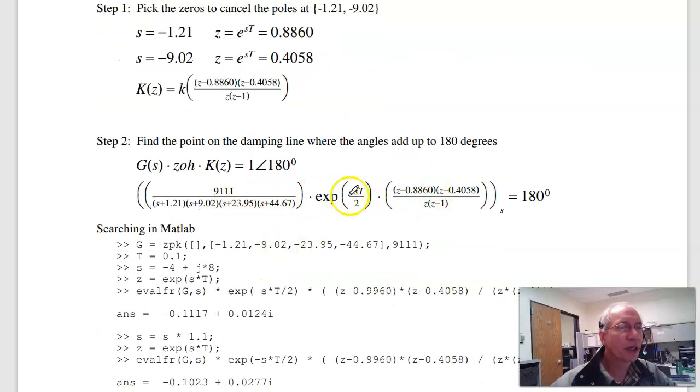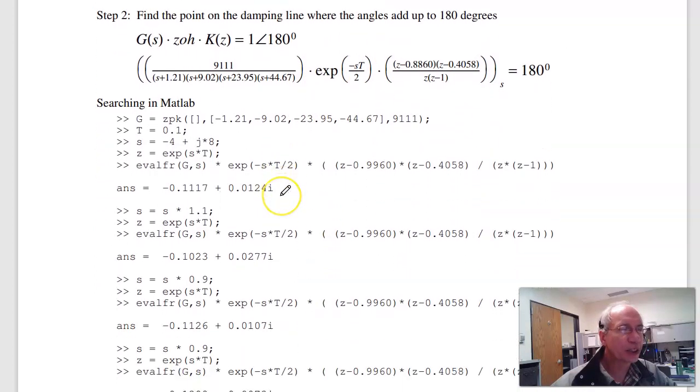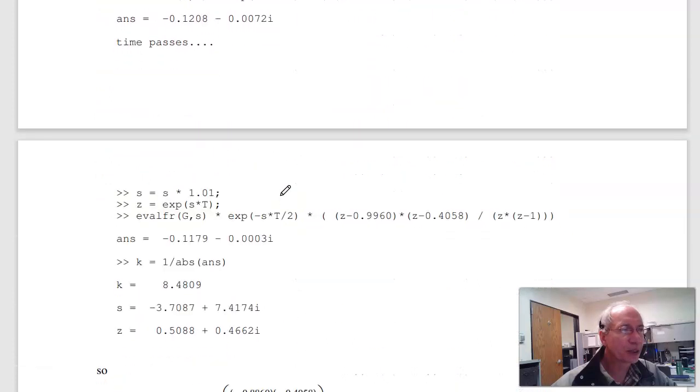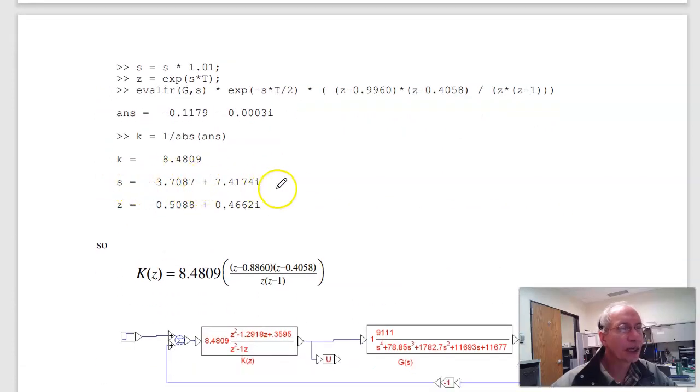So there's my zeros. I've got the form of k of z. Now do a search. Where on the damping line do the angles add up to 180? So searching, searching, searching. Eventually wind up, okay, it's at minus 3.7 plus j 7.4, S-plane. Z-plane, z is e to the st. There's your spot in the z-plane. At that spot, it's negative real, which is good. The gain's wrong. Pick k to make the gain 1. So k is 8.48.